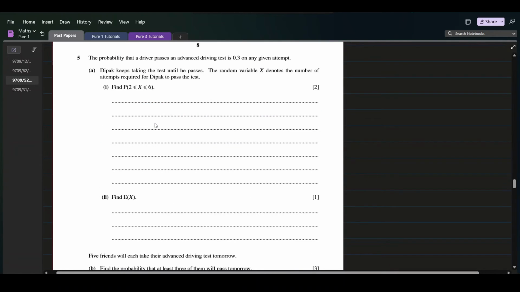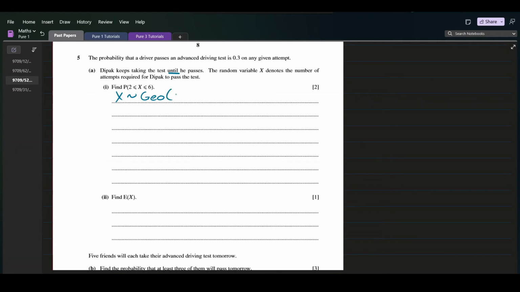Number 5. The probability that a driver passes an advanced driving test is 0.3 on any given attempt. Part A. Deepak keeps taking the test until he passes. Random variable x denotes the number of attempts required for Deepak to pass the test. Okay, so the key word here is until. This gives it away that this is a geometric distribution. So x follows a geometric distribution with the probability of success being 0.3, and we want to find the probability that x is between 2 and 6.